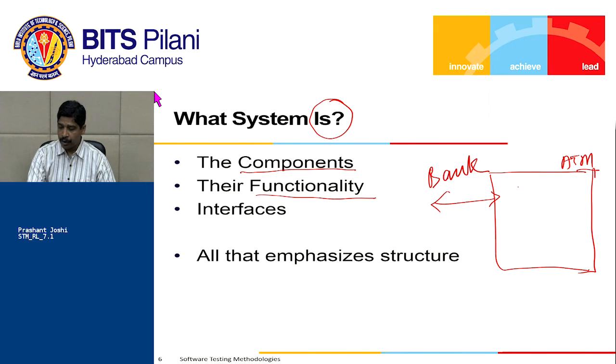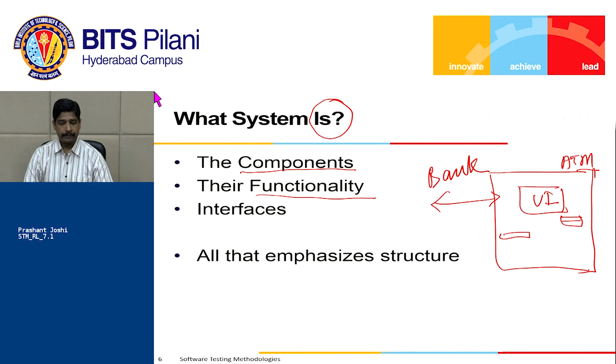It would have a UI, a credit card slot, a printer, a cash dispensing area. And functionality is withdraw money, check balance. Components are going to be components which are to do with the user interface.